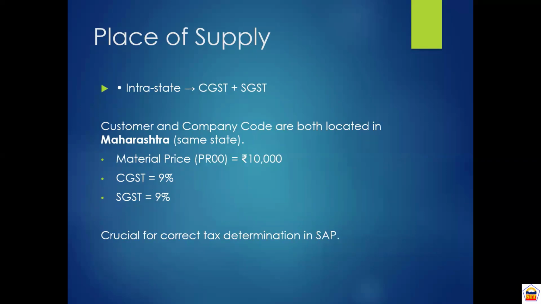Which GST is to be applicable depends on the place of supply. For example, for intrastate transactions we have CGST and SGST. This is applicable when the company code and the customer are both in the same state. An equal percentage will be calculated for the CGST and SGST. Suppose the material price is 10,000, it would be 900 plus 900, 1800. So the total price is going to be 11,800.